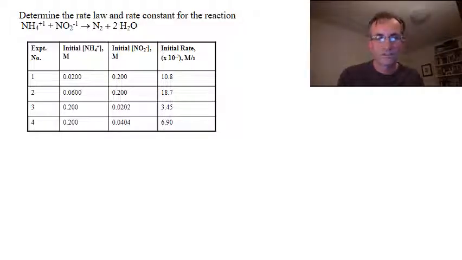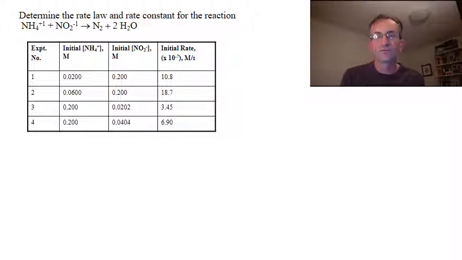Okay, so let's look at this question. The question is, determine the rate law and the rate constant for the reaction between, I guess, the first compound there, first ion, is ammonium, and the second one there would be called nitrite. So what is a rate law?